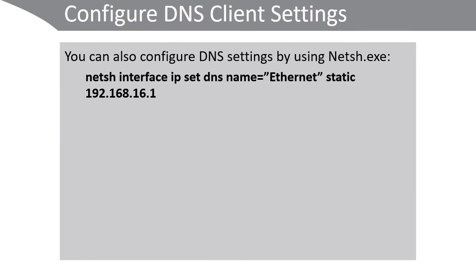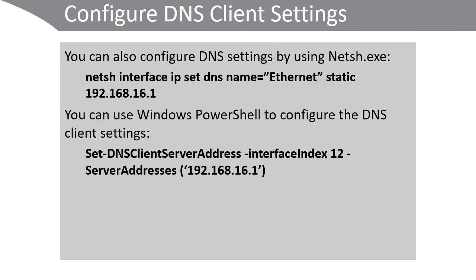You can also configure the DNS settings by using the netsh command. Netsh interface ip set dns and then the name of the network interface and then a static IP address for a DNS server. You can additionally use the Windows PowerShell Set-DnsClientServerAddress cmdlet.